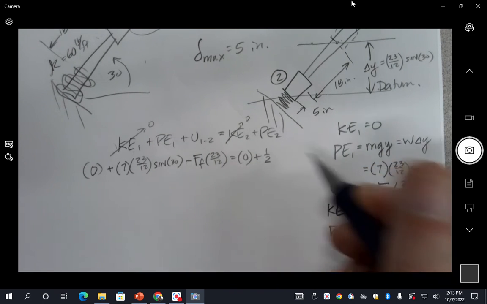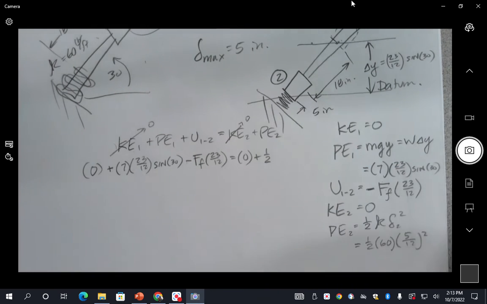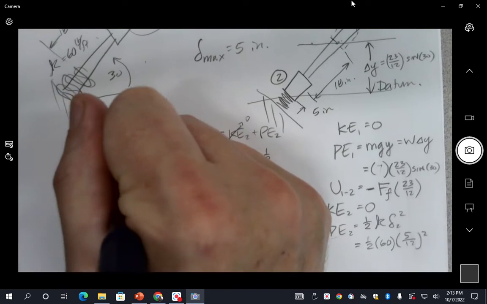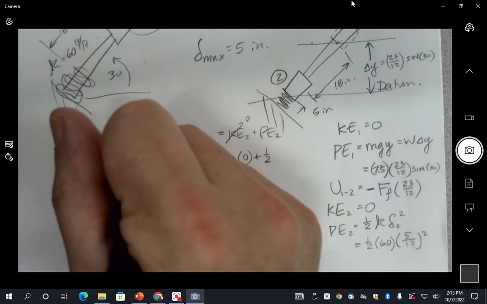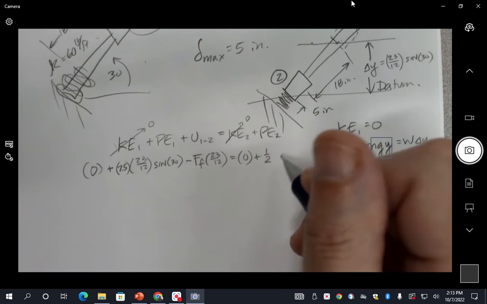At 7, it's supposed to be 7.5. Is it 7.5? I'm sorry. I was probably talking while I wrote half of it down. Thank you.